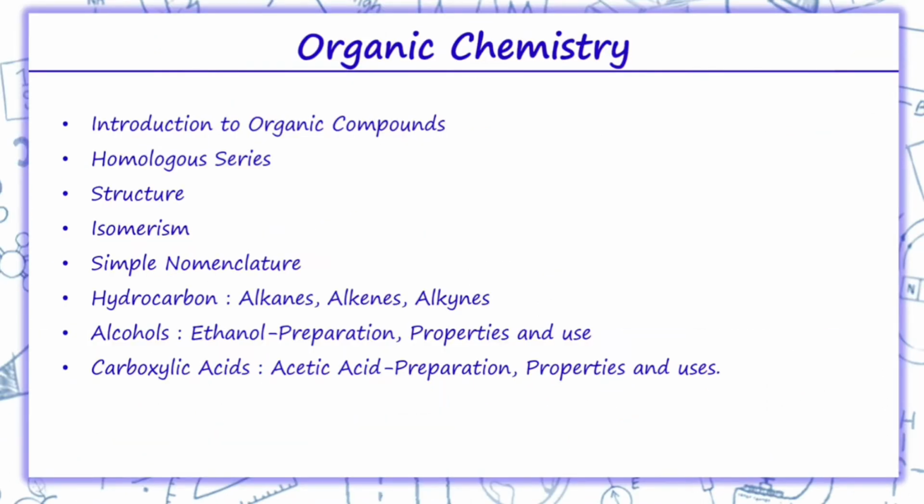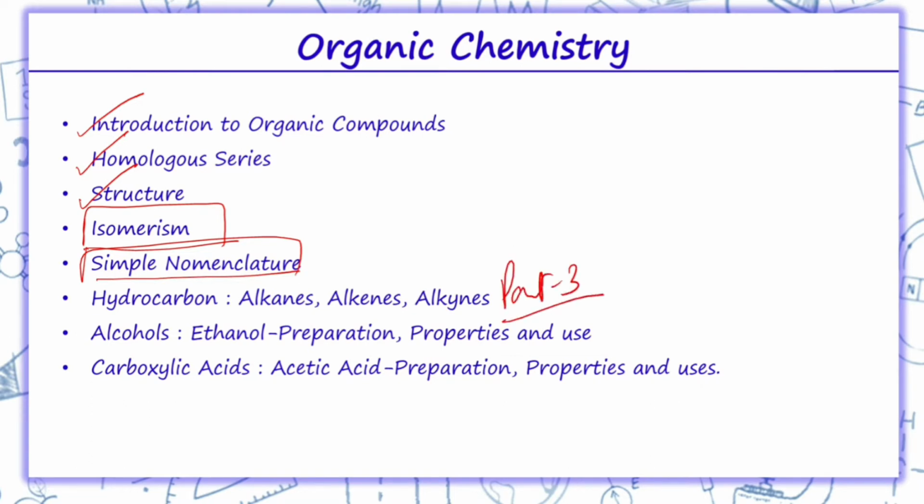In part 1 we studied introduction, homologous series and structure. In part 2 we studied isomerism and simple nomenclature. Now in this part, that is part 3, we are going to study about hydrocarbons, that is alkanes, alkenes and alkynes. In this part, we will study how we can prepare alkanes, alkenes and alkynes, and also we will be discussing their physical and chemical properties.